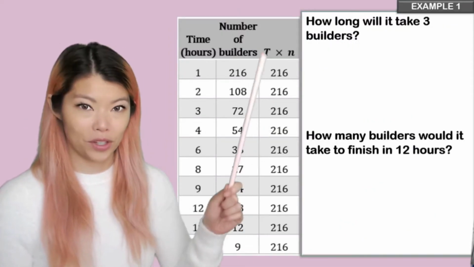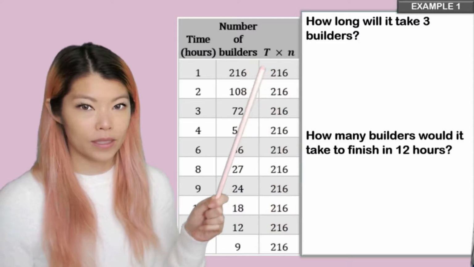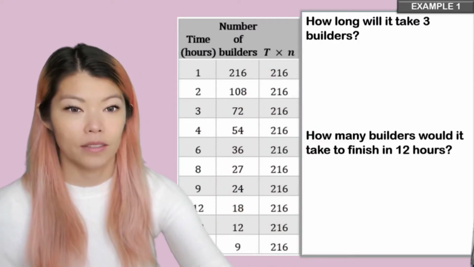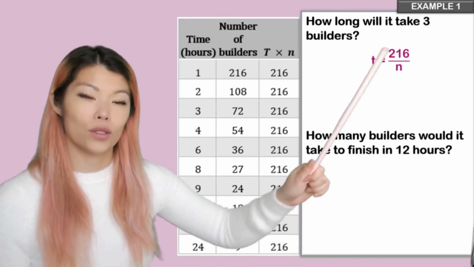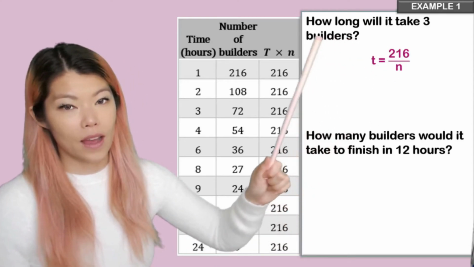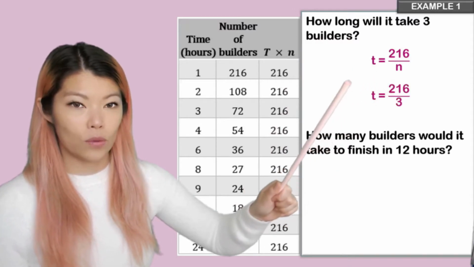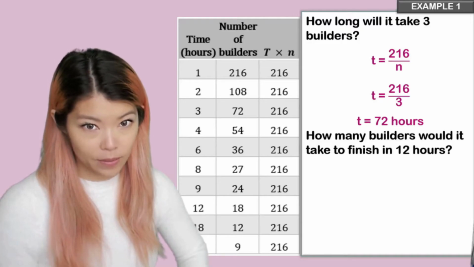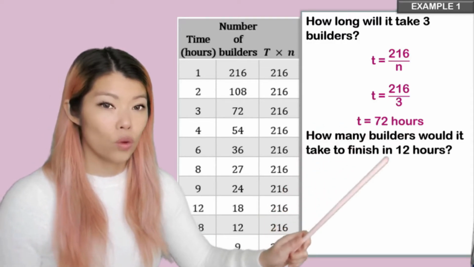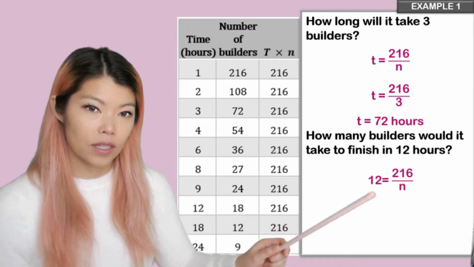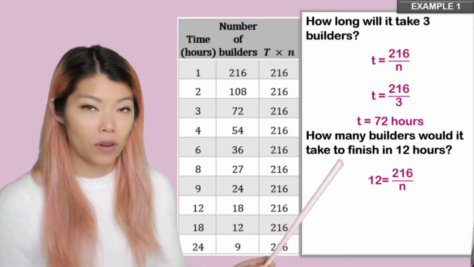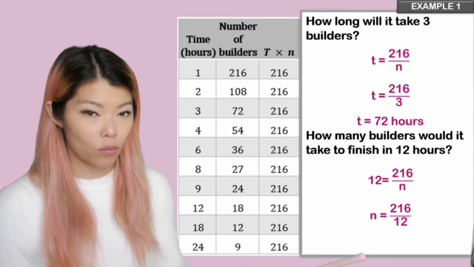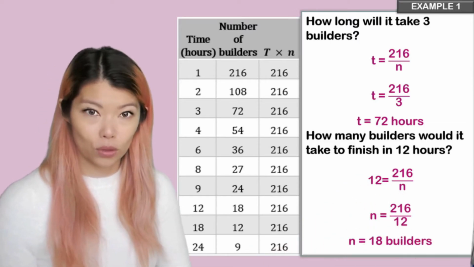So let's go back to the question. How long will it take for 3 builders to build the task that takes 216 hours? So our equation here is t equals 216 over n. So if I have 3 builders, so n is 3, it will be t equals 216 over 3, which is 72 hours. How many builders would it take to finish in 12 hours? Well, if I have 12 hours, then t is equal to 12, and I can rearrange the 12 and the n, swap them around, and I have n, the number of builders, is equal to 18 builders.